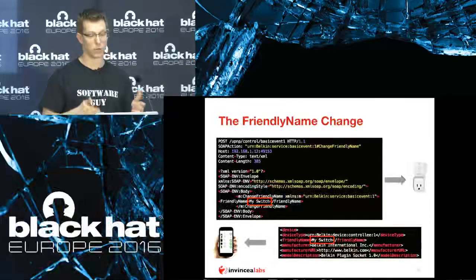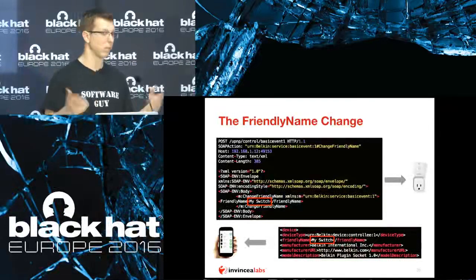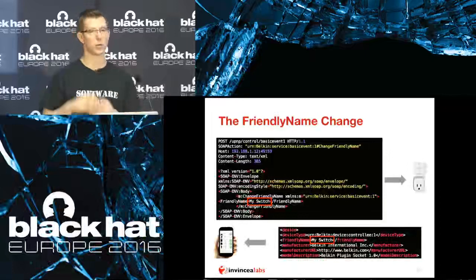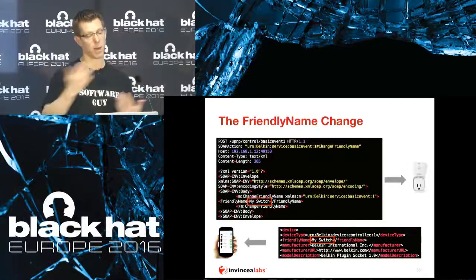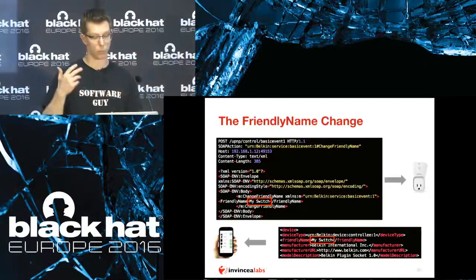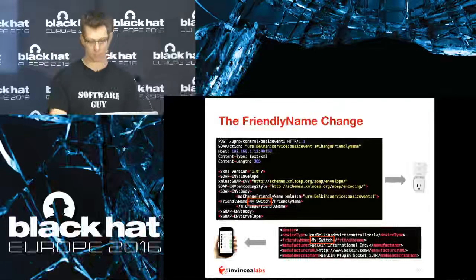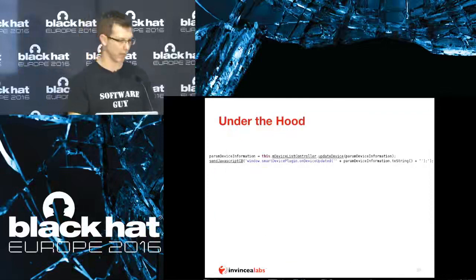So you use the UPnP endpoint control basicevent1, and you send a message that looks like this with the friendly name changed to something like my switch. What that ends up doing is rewriting that device description file. That's what you see at the bottom, and sending that back to the phone with the modified name. Now, under the hood, here's what's happening.